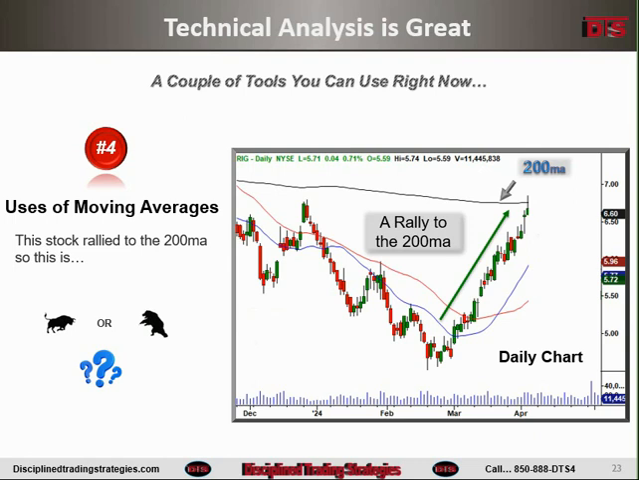How about this one here? Rally to the 200 period moving average. Bullish or bearish? Some of you who are very astute may be picking up on what's going on here.